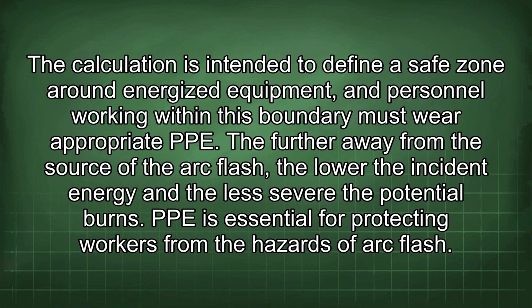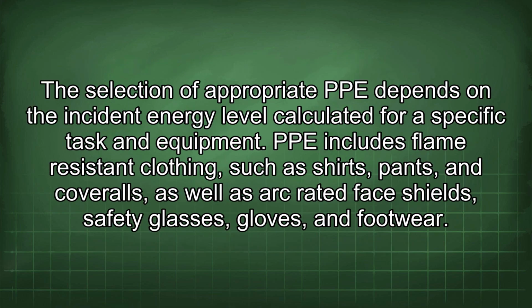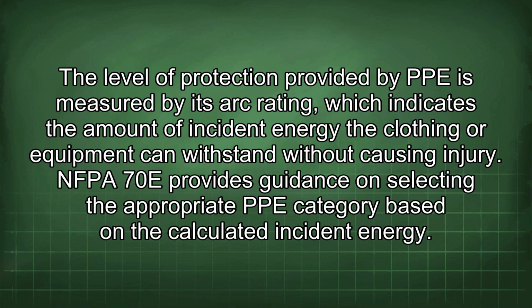PPE is essential for protecting workers from the hazards of arc flash. The selection of appropriate PPE depends on the incident energy level calculated for a specific task and equipment. PPE includes flame-resistant clothing, such as shirts, pants, and coveralls, as well as arc-rated face shields, safety glasses, gloves, and footwear. The level of protection provided by PPE is measured by its arc rating, which indicates the amount of incident energy the clothing or equipment can withstand without causing injury. NFPA 70E provides guidance on selecting the appropriate PPE category based on the calculated incident energy.